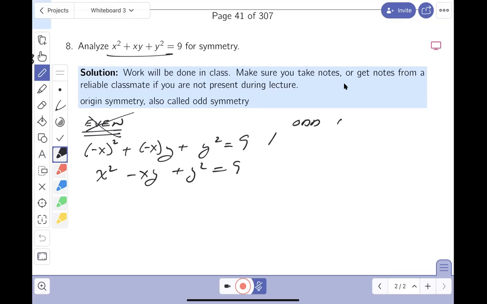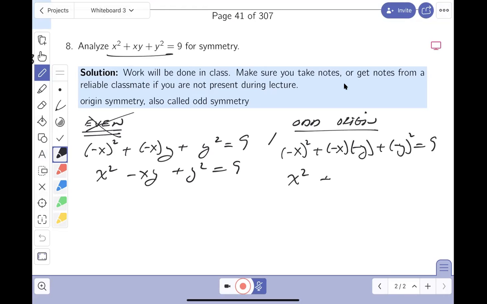All right, let's go to origin or odd. Odd is also called origin. Let's see if we get it. What do you do there? Replace x by minus x and y by minus y and see if you get the same equation. X squared plus xy plus y squared is equal to 9. I get the same equation. It's definitely odd.